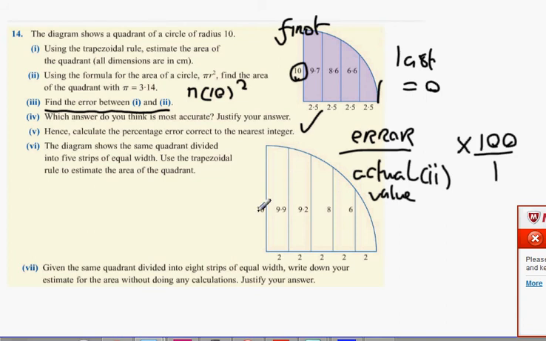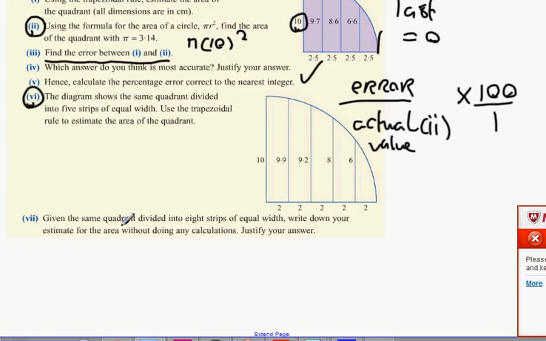So what you should find is the answer for part 6 is much closer to the answer of part 2 than the answer of part 1 is to the answer of part 2. Long story short, the answer for 5 strips is closer to the answer of part 2. It's more accurate. Okay? That's what should happen. Now, given the same quadrant divided into 8 strips of equal width, write down your estimate for the area without doing any calculations. Do you know how you do that? Just pick an answer that's much closer to the real answer from part 2.